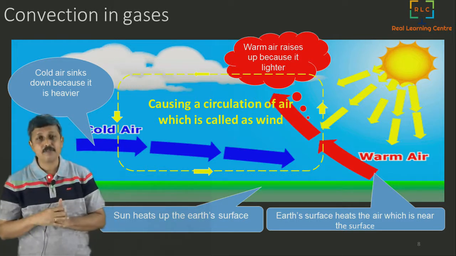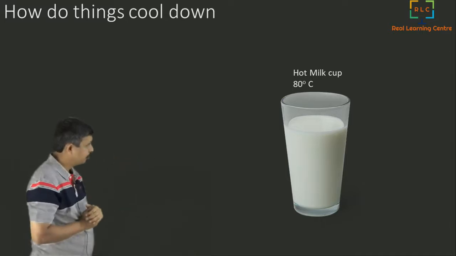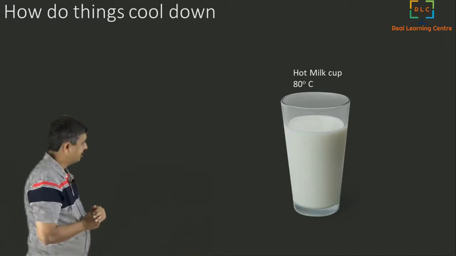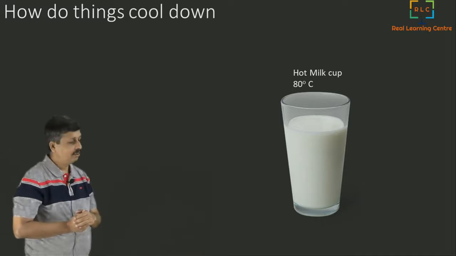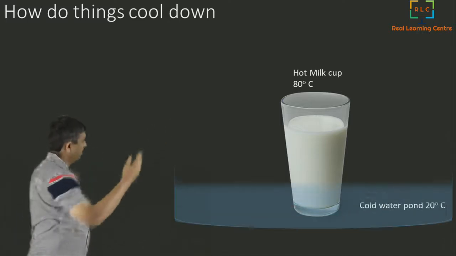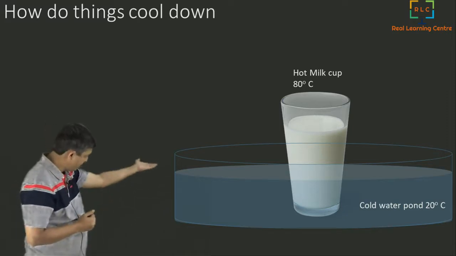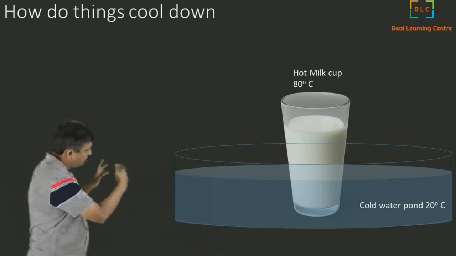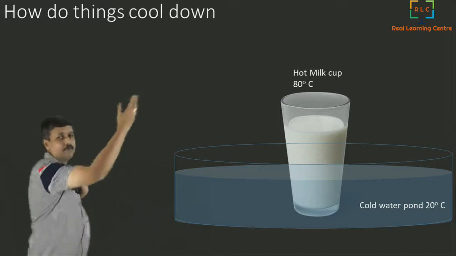Let's say you keep a hot cup of milk. It is at 80 degrees centigrade. If you keep it like that, slowly it cools down. We know that. And let's say I keep it inside a big water pond of about 20 degrees centigrade. This is not a pond, this is just a big beaker, I can't put a pond there. The reason I am talking about a pond is I don't want the temperature of that to rise. So it's sufficiently big.